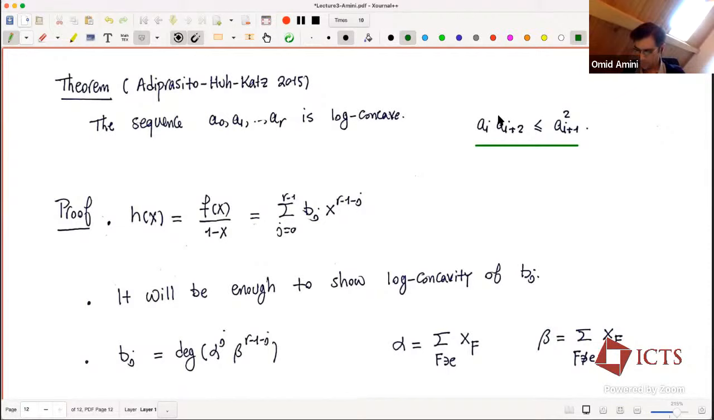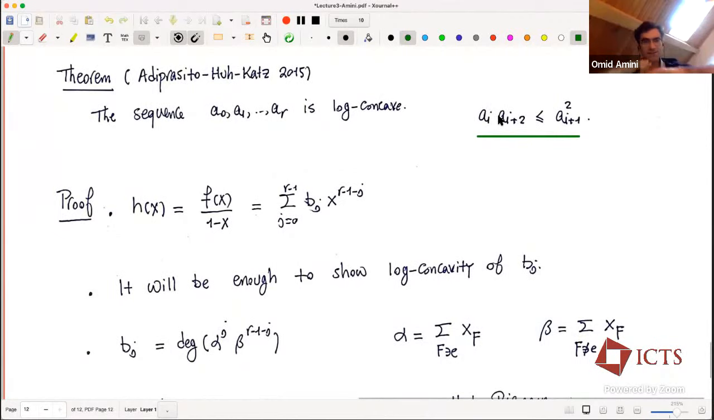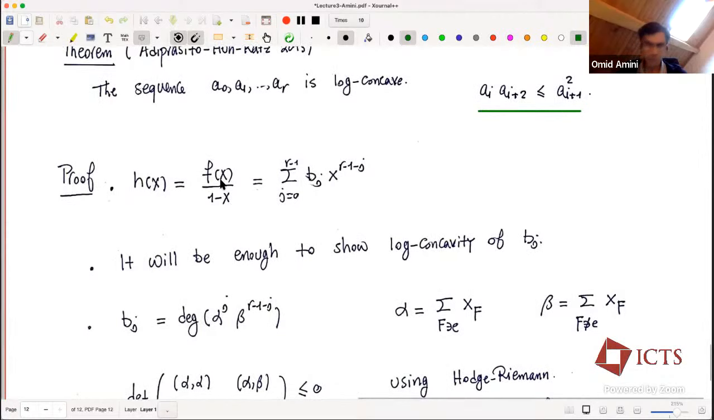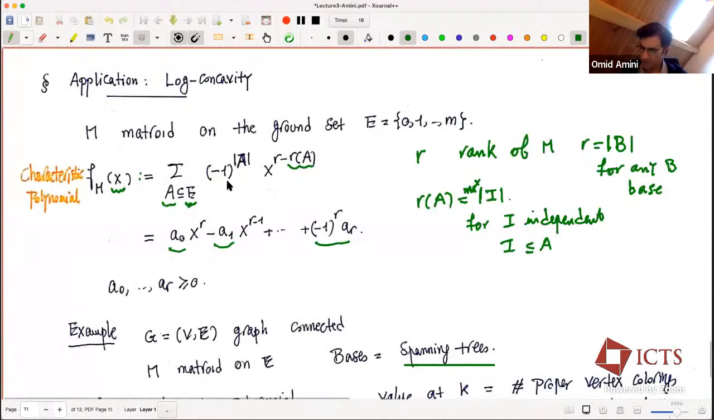Okay, so how do you prove this? Maybe I give you the general idea. Using the Hodge theoretic properties, you just need to bring the proof to some observations about the coefficients, to show that you can calculate them using the Chow ring. What you do is the following: you observe that for this f(x), if you put x equal to one, you get zero. Because this is an alternating sum of minus one to the power of the size of A, times x to the power r minus r(A). So if you put x equal to one, you just get one minus one to the power of the size of the ground set.